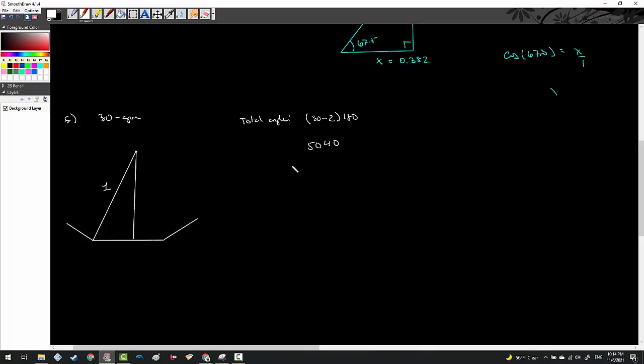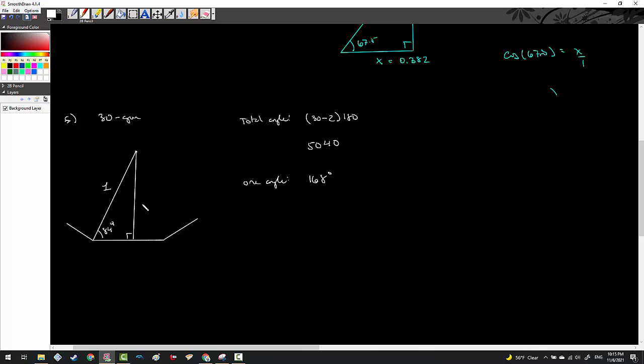But that's all the angles, though. I only want one of them. So one angle, I'm going to take my 5040 and divide it by 30. That means that each angle is 168 degrees. But that is the entire shebang right here. I only want half of the shebang. So I'm going to take that 168 and divide it by 2. So that means that this angle here is 84 degrees.